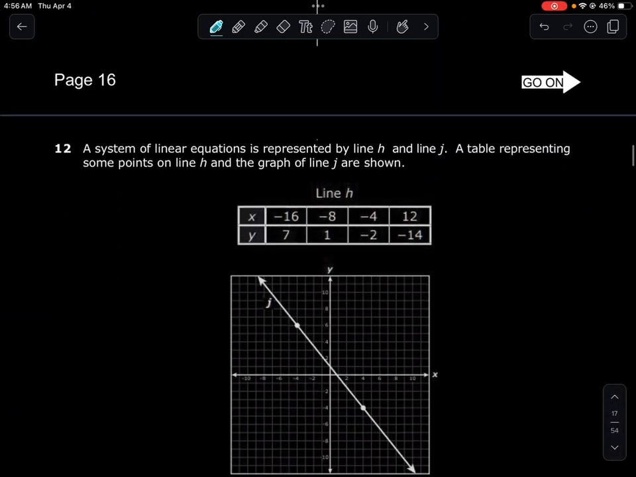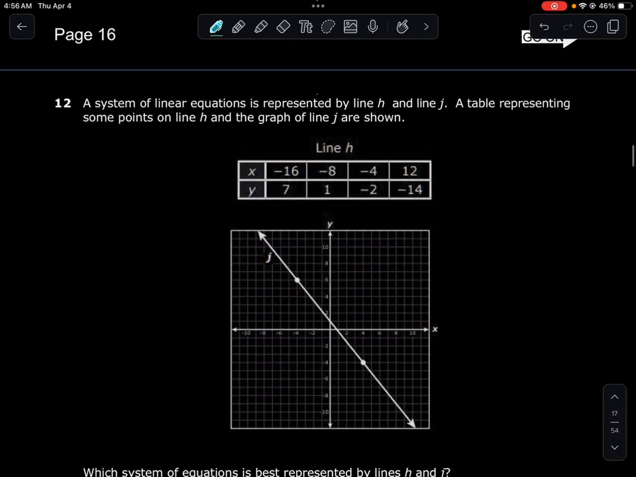Okay, let's go to number 12. A system of linear equations. That is a key word. Linear equation means y equals mx plus b, where m is the slope and b is the y-intercept. We have a line h and a line j. The table represents some points of the line h. So this is for the line h, and the graph of the line j is shown. This is the line j.